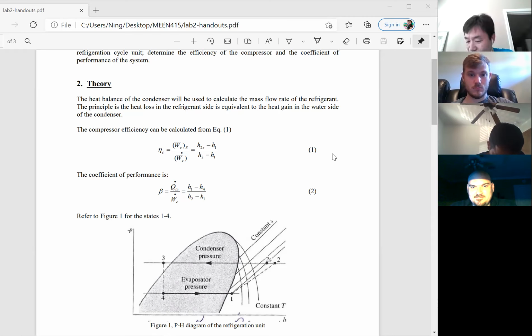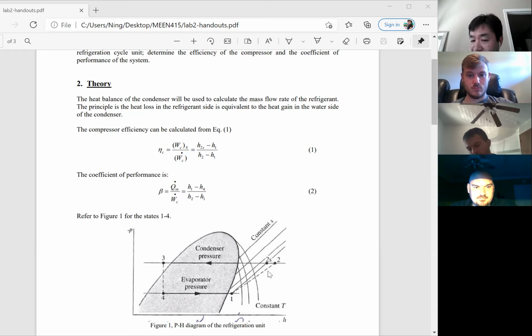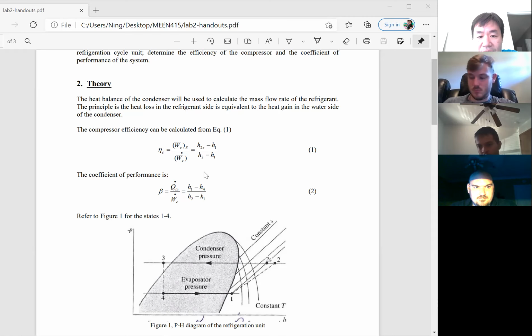Very important. Every refrigeration system, you need to know the compressor efficiency. Okay, this is the way. So you need to do the measurement. If you want to calculate the compressor efficiency, you need the measured pressure and temperature at points 1 and 2, before and after the compressor. Okay, so to calculate that.